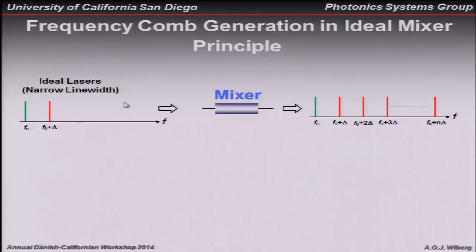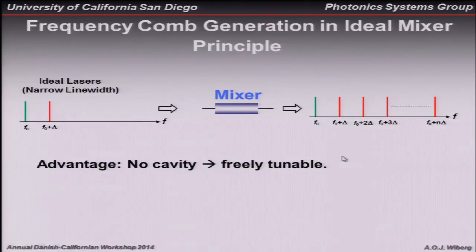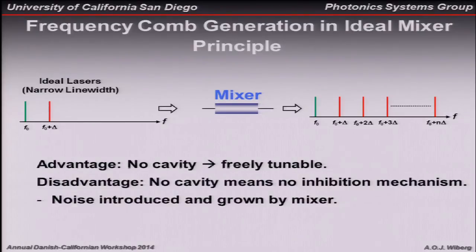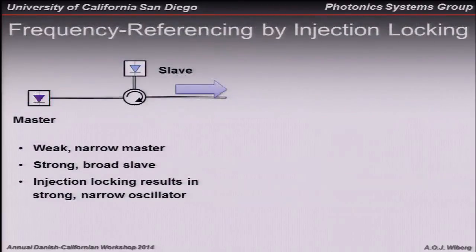So one principle of using this mixer is that we start with 2 CW lines. And in the mixer then, we have the advantage that we have no cavity, so we can freely tune the pitch of the comb that we're generating. A disadvantage of doing this is that there is no feedback process that makes the noise or line width stable. So everything you introduce at the beginning will be spread throughout the comb. So you have to do something about it.